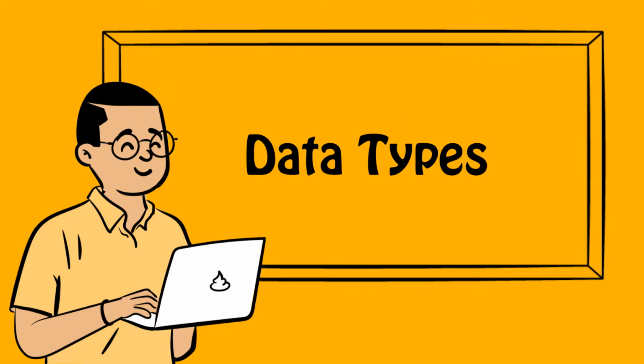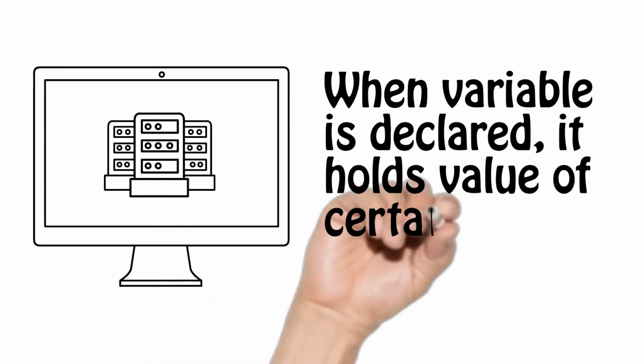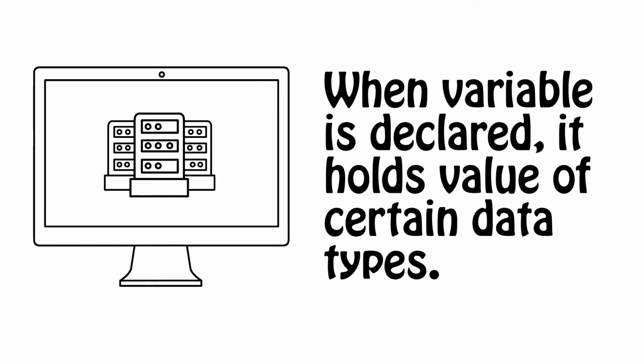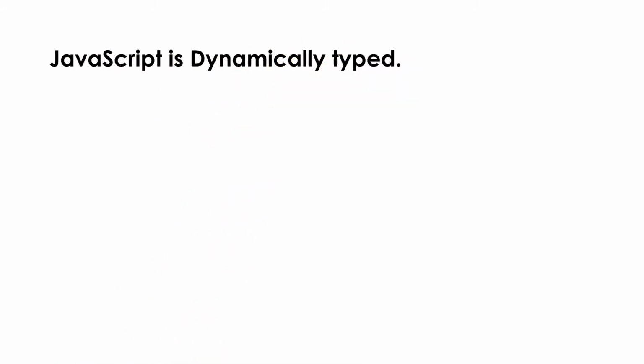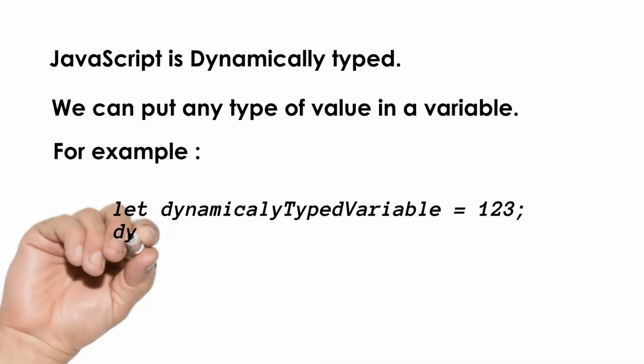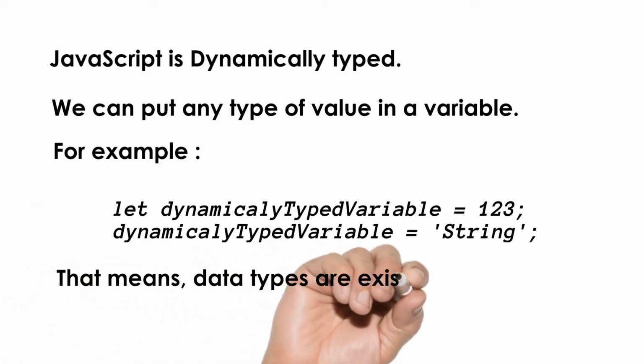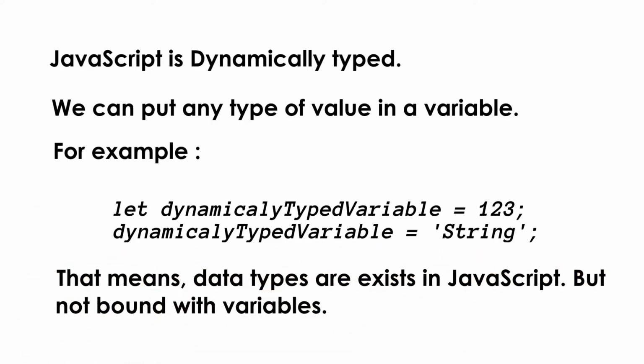We have seen how to declare a variable in the previous video, but when a variable is declared, it holds certain data types. So today we will see the data types. As we have seen, JavaScript is a dynamically typed scripting language. We can store different types of values in a variable. For example, initializing a variable, we have a number stored, and just after that we changed it to a string. That means data types exist in JavaScript but are not bound with the variables.